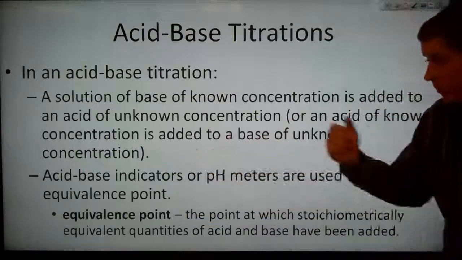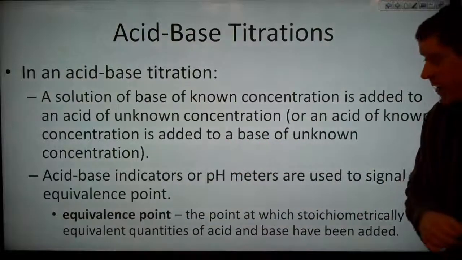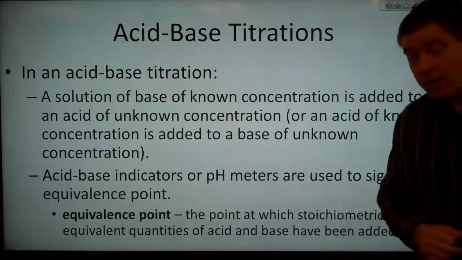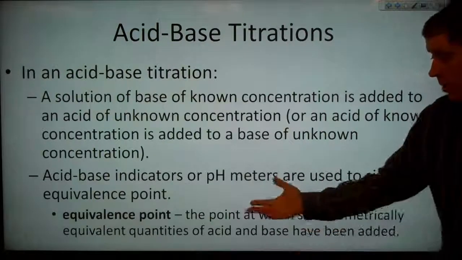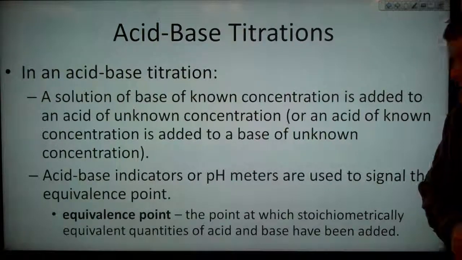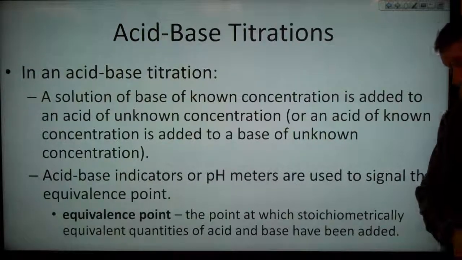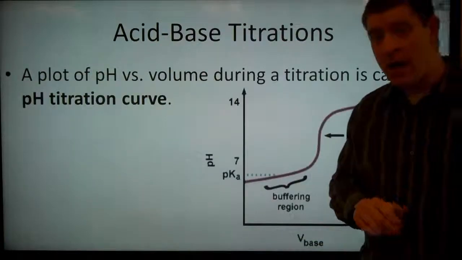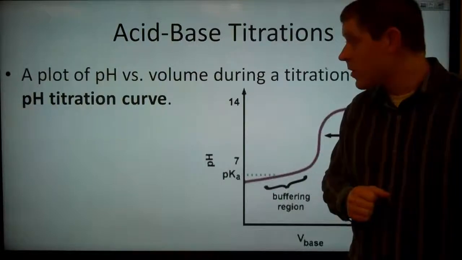So, we generally use either an acid-base indicator or a pH meter in order to signal our equivalence point. Know that the equivalence point here is the point at which stoichiometrically equivalent quantities of acid and base have been added. So we should have a neutral solution then if we have a strong acid plus a strong base.